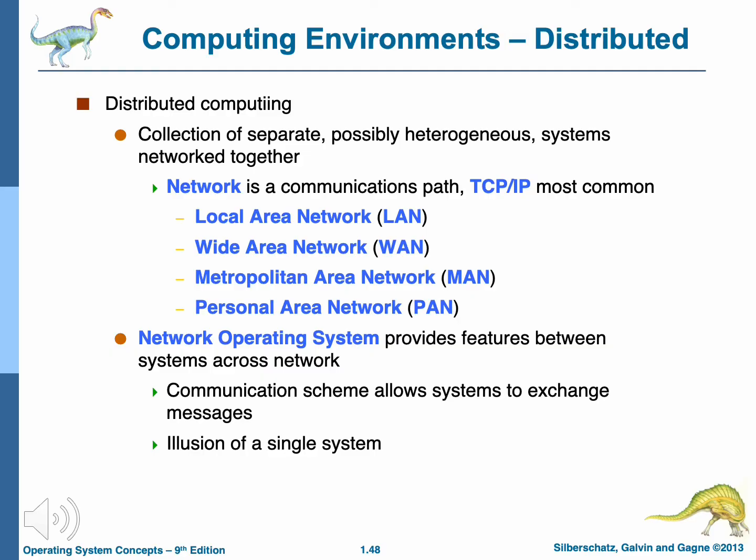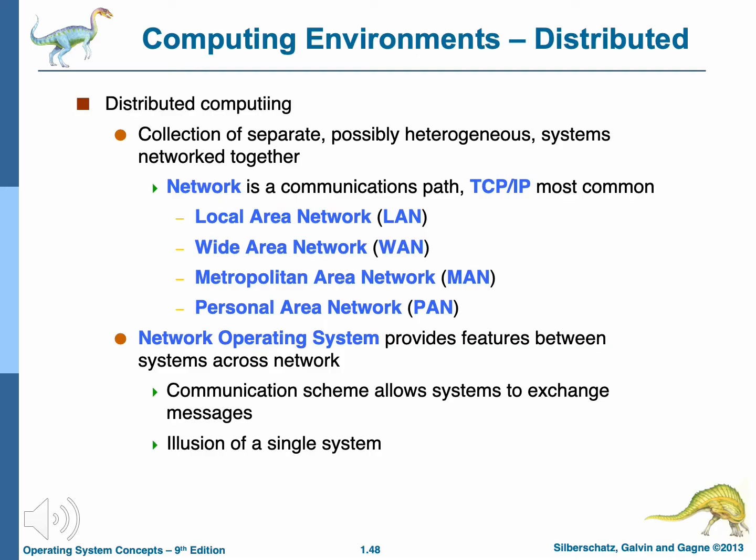The media to carry networks are equally varied. They include copper wires, fiber strands, and wireless transmissions between satellites, microwave dishes, and radios. When computing devices are connected to cellular phones, they create a network. Even very short-range infrared communication can be used for networking. At a rudimentary level, whenever computers communicate, they use or create a network. These networks also vary in their performance and reliability.